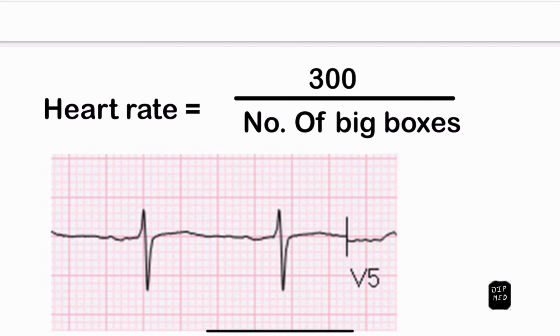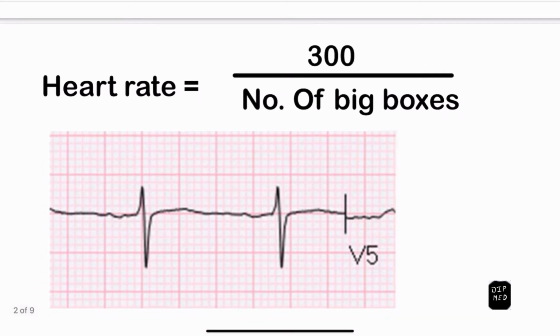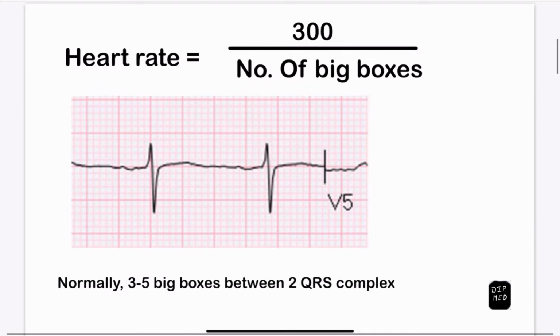For example, in this ECG, the number of big boxes between two QRS complexes is 1, 2, 3 and around 3.5. So 300 divided by 3.5 is around 86. So the heart rate is 86 beats per minute. Normally, there should be 3 to 5 big boxes between two QRS complexes.